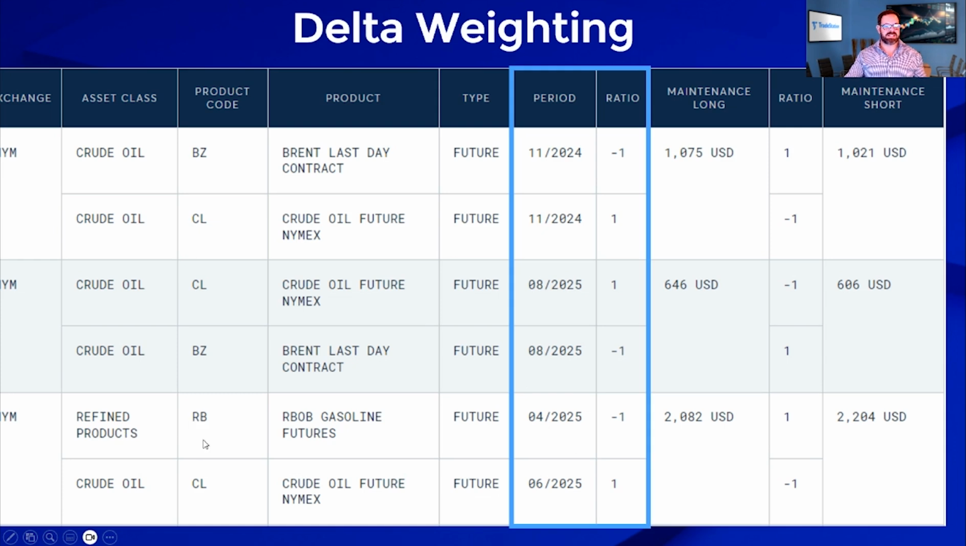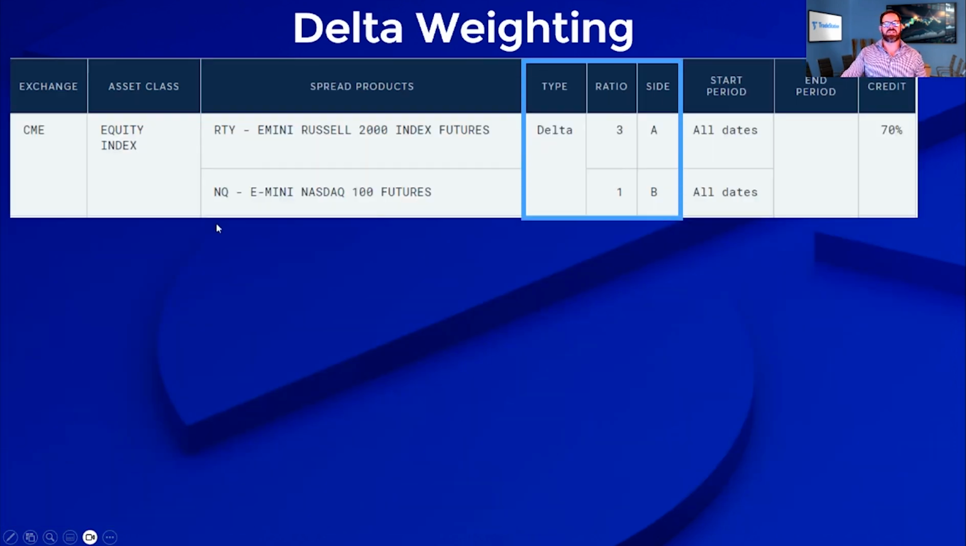This happens to be gasoline versus crude oil. Again, simply 1-to-1 delta ratio. No big deal on that one. However, with some of these, you're going to see the ratio is different. Here we have the Russell 2000 versus NASDAQ 100. So number one, we're going to use notional values. So we'll do $50 per point for the Russell 2000, $20 per point for the NASDAQ. However, for every one NASDAQ, we have to trade 3 Russell. A side, B side. What does that mean? Well, that means if you go long on one, you go short on the other. That's all. So that's how we figure that out.